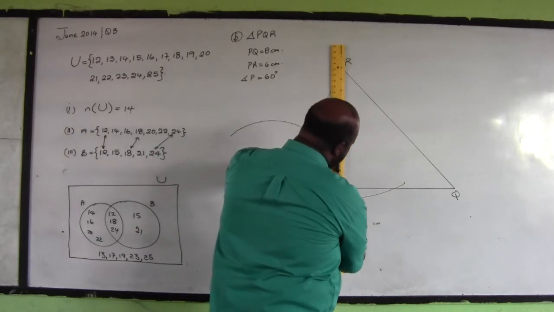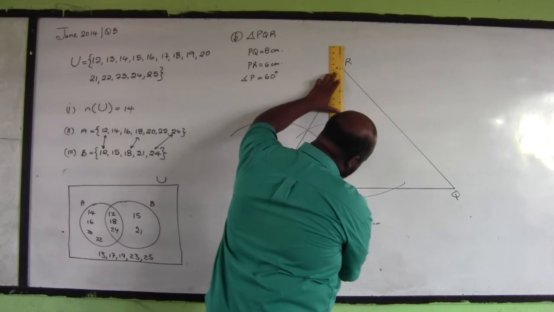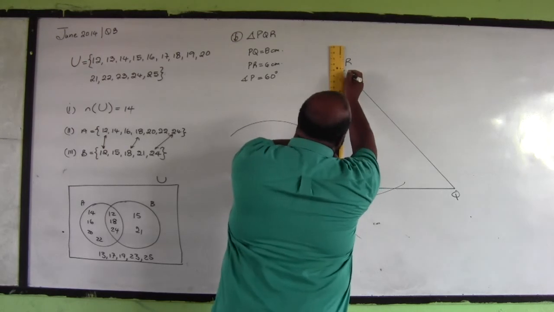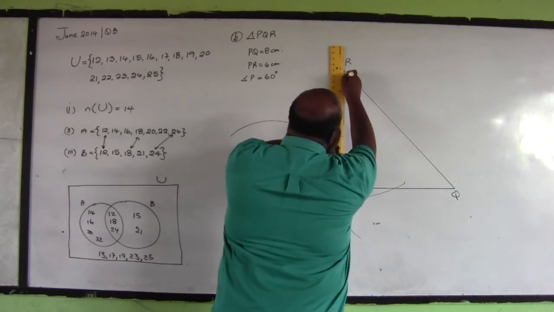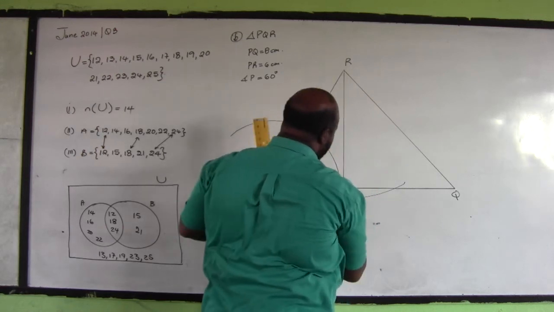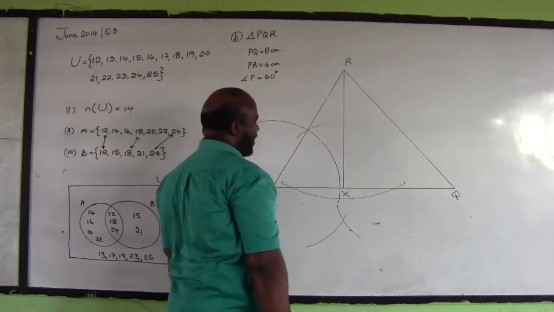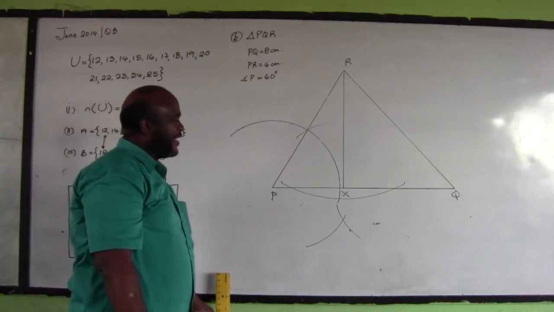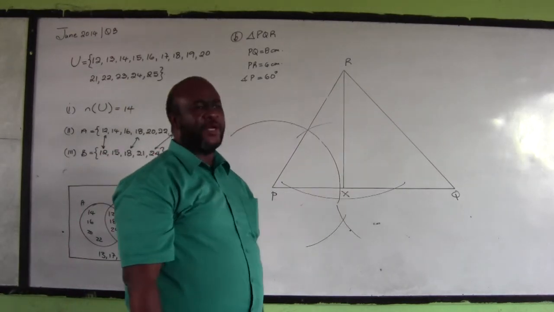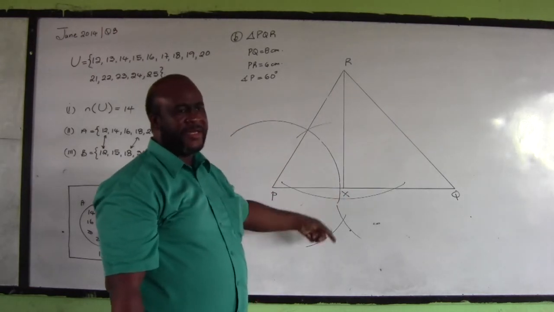Align them up. Once I'm sure everything is fine, then I draw. Once I get there, I'm going to stop. Is this X, RS? X. So it's RX, and I will stop there. Because the line you are drawing, RX, is perpendicular to what? PQ, and it meets PQ at what? X.